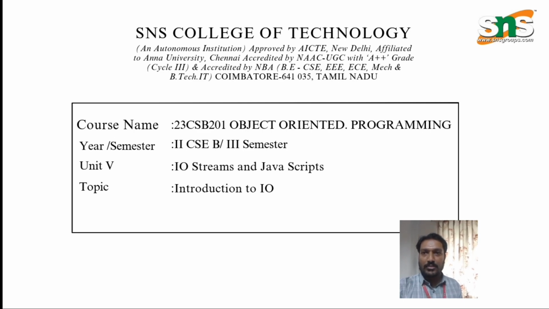The course code and the course name is 23 CSB 201, Object Oriented Programming, Unit 5, IO Streams and JavaScripts, and the topic is Introduction to IO.